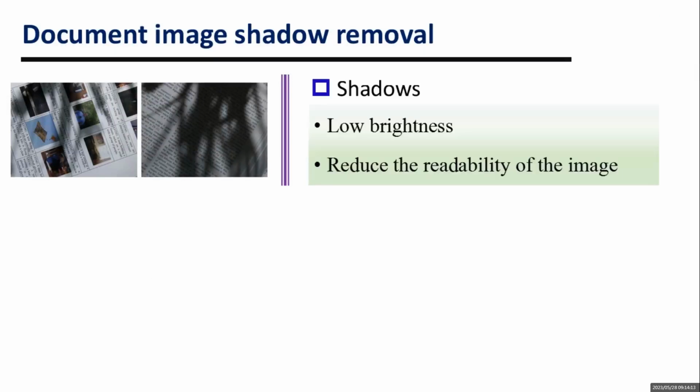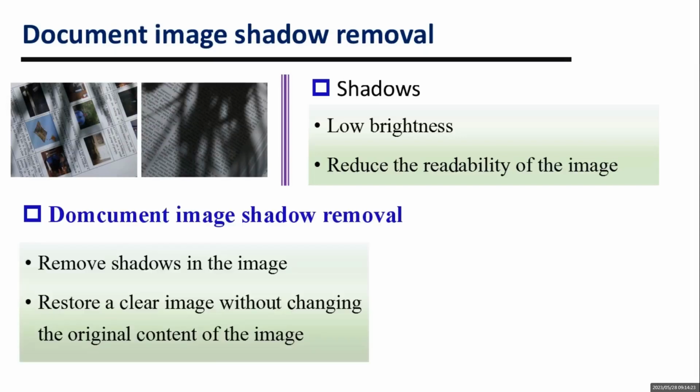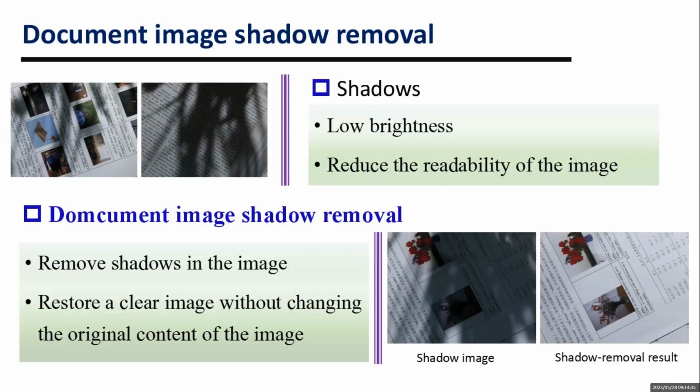Document images are very common. Shadows are often visible in images when the light sources are blocked. The low brightness in shadow regions reduces the quality and readability of the image, resulting in illegible content and unpleasant user experience. In this paper, we propose a new method to remove shadows in the image and restore a clear image without changing the content information of the image.